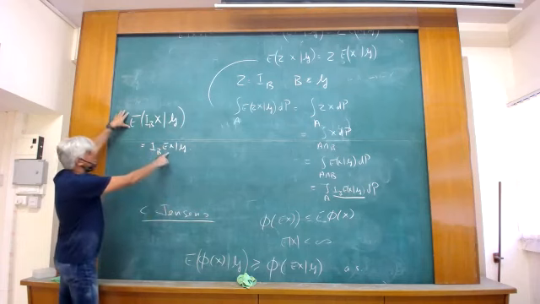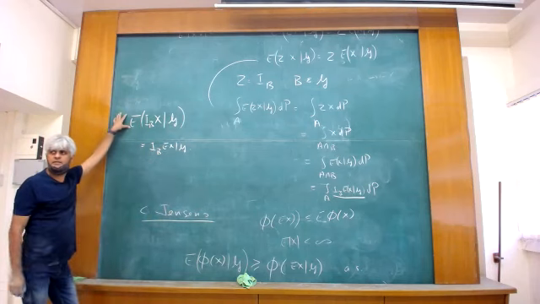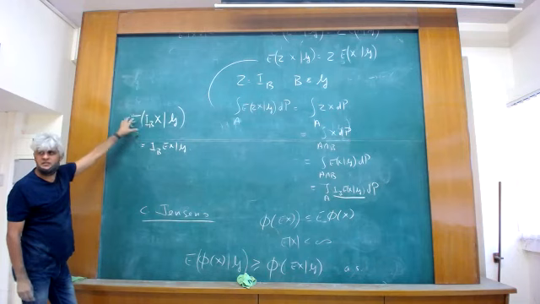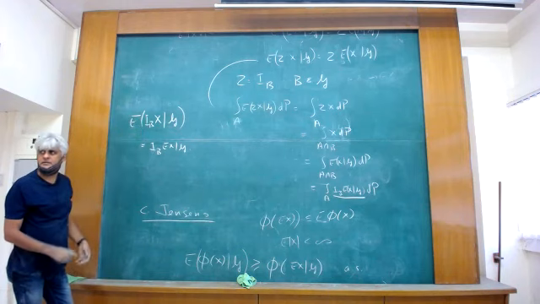So now I've got this for indicator functions. Hence I have this for simple functions. And by monotone convergence I have it for non-negatives. So I'm done. Okay, that's what that is.